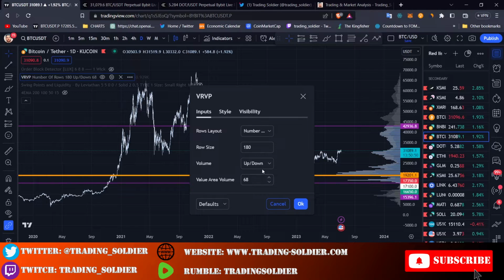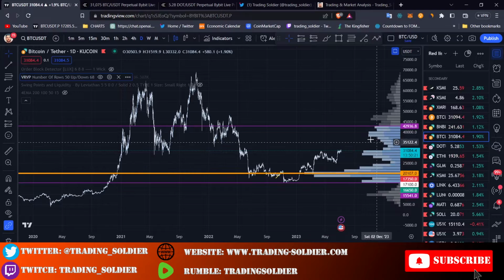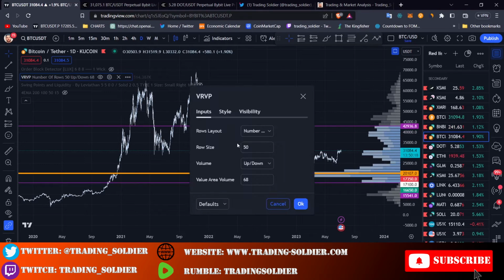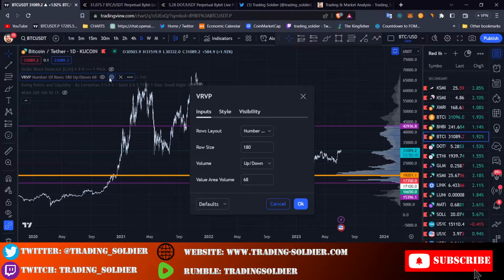These are my settings. I put the row size on 180 because this way the lines in the profile are much thinner and easy to trade with, and to do your trading strategy. Because if you put 50, for example, these lines get much bigger and it's very uncomfortable to trade with them. You see, I put 50 and they are a lot bigger, so I put it on 180, and this way they are much thinner and much easier to manage in the chart.